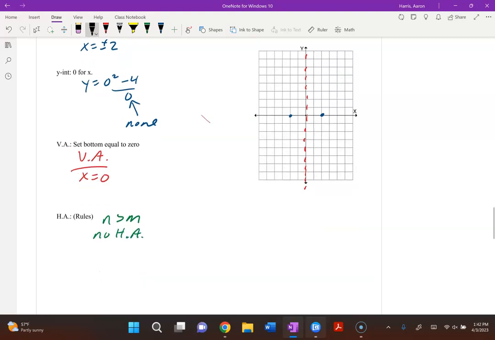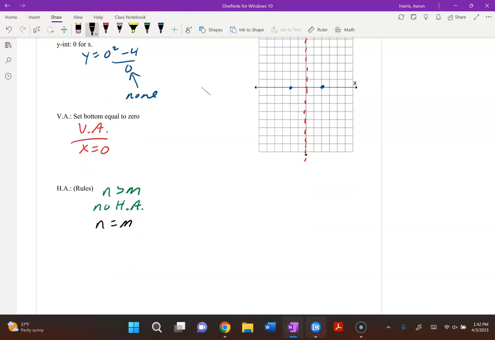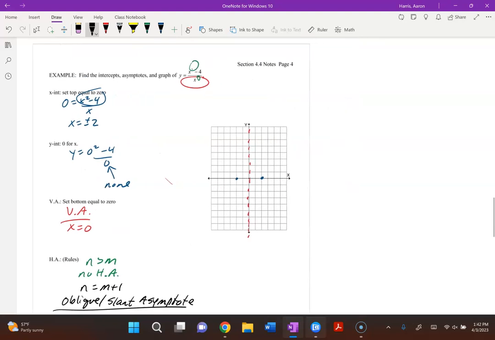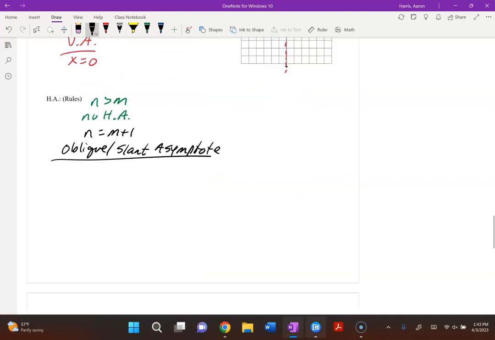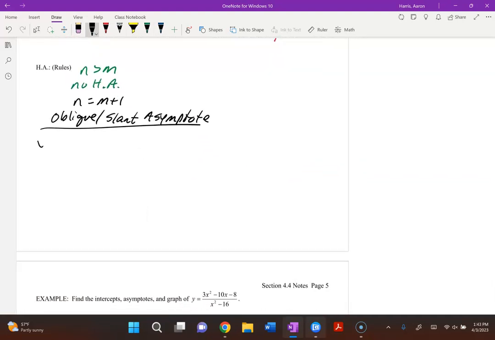Furthermore, if the top is only one degree more, a difference of 1, then you're going to have an oblique or slant asymptote. And so what you'll have to do is take x squared minus 4 and divide it by x to find the slant or oblique asymptote. So you have to actually do the long division.